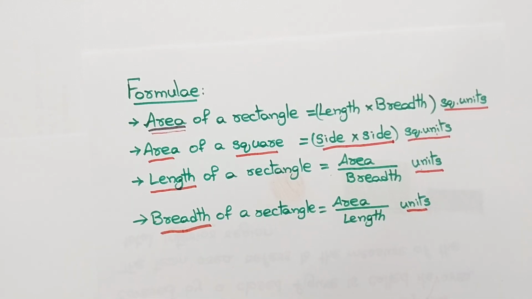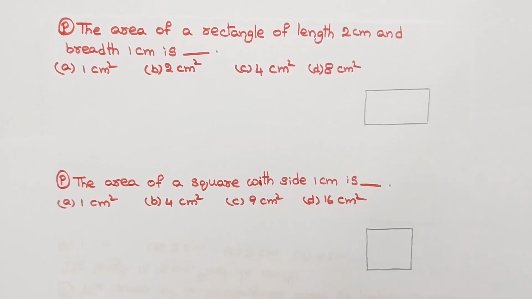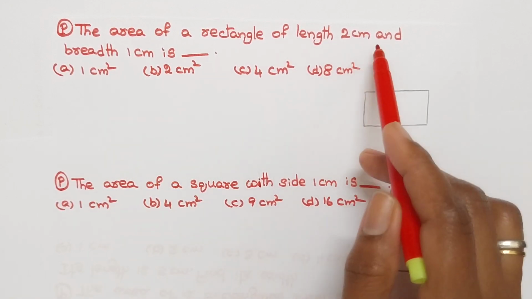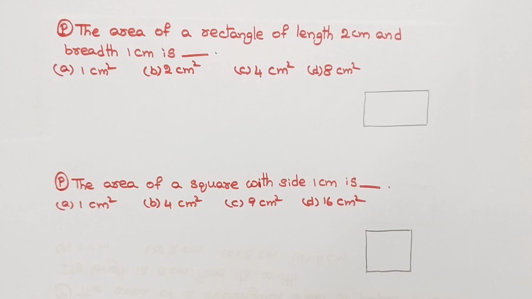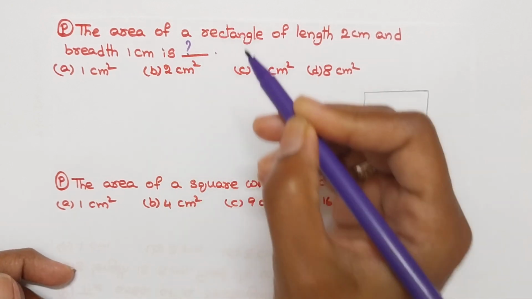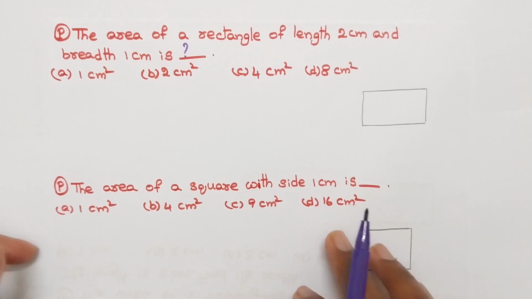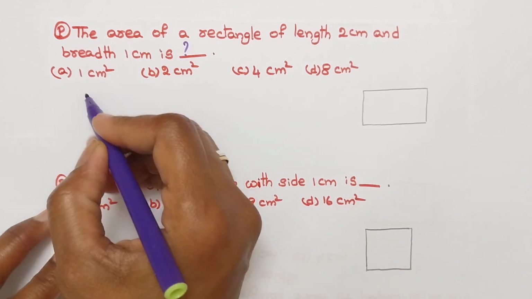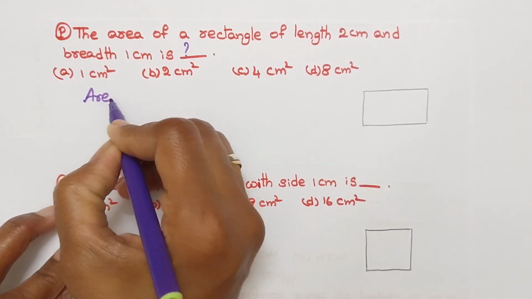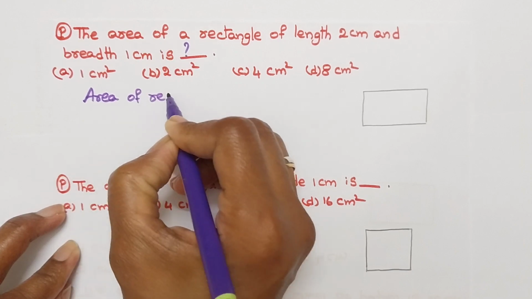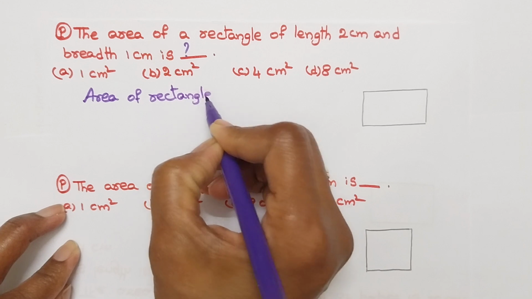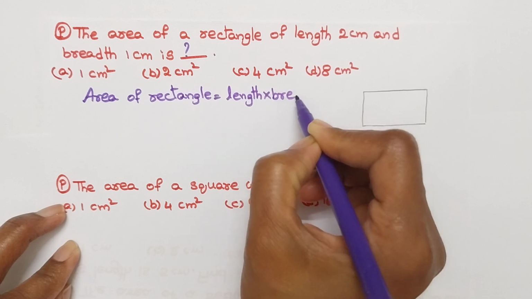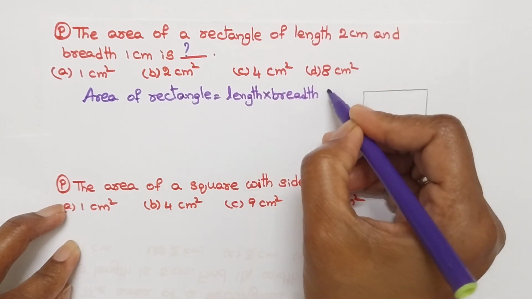Now, we do a few problems. What is the problem given? The area of a rectangle of length 2 centimeters and breadth 1 centimeter is. We need to find the area of the rectangle. So, what is the area of rectangle formula? Length into breadth. First, we write down the formula. Area of rectangle equals length into breadth, square units.